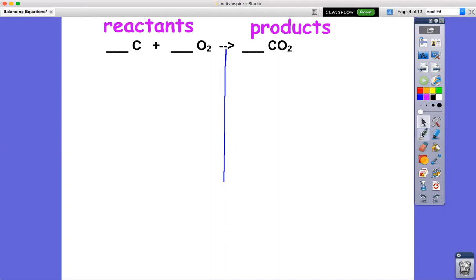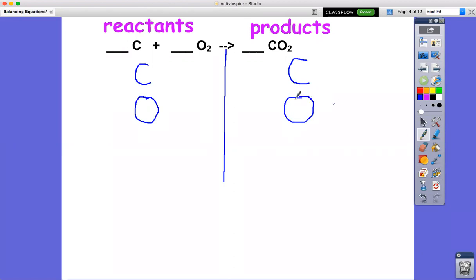The first thing you do is write down your elements. So first one is carbon and oxygen. Now, however I wrote it on the reactant side, I want you to write it in the same order on the product side. That way you won't get confused when they're not in the same order.